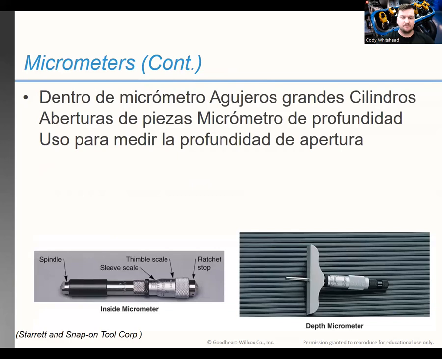Right, inside micrometers. This is for large holes, cylinders, or part openings. That's the picture on the left at the bottom. And depth micrometer, so that's the picture on the right. This is for measuring how deep something is or how deep an opening is.